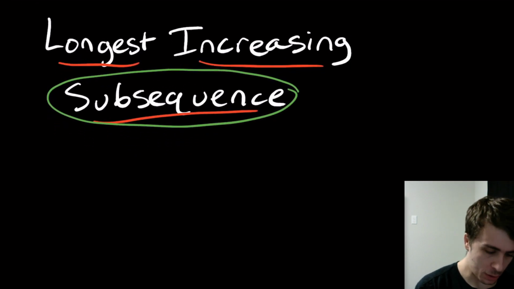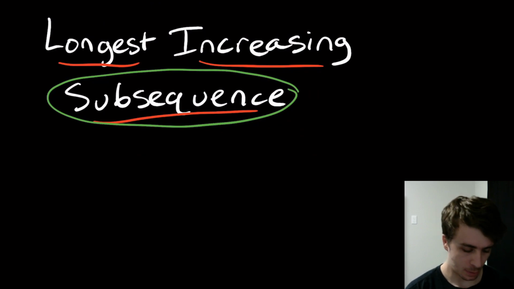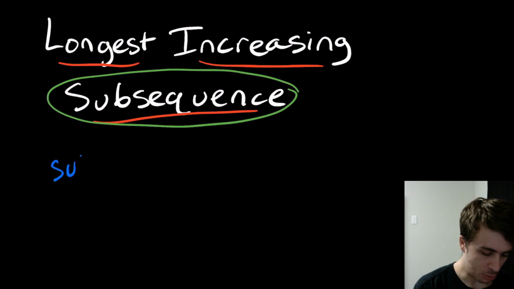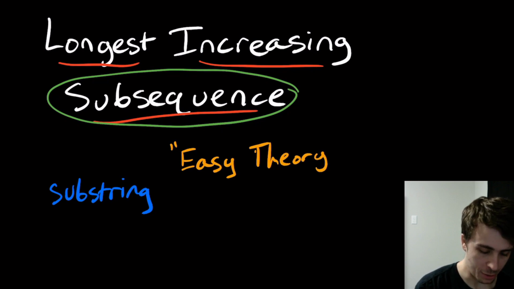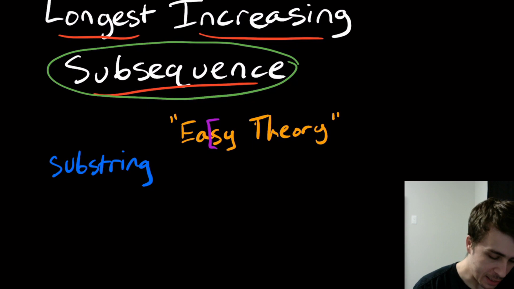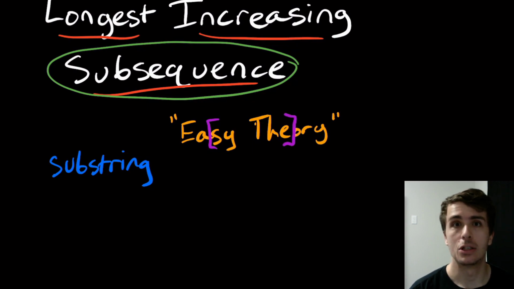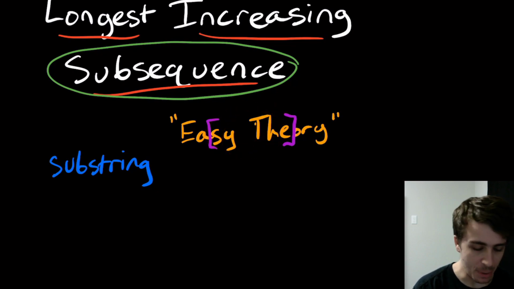In order to talk about subsequences, we need to talk about the difference between it and a substring. Actually, before I do that, let's look at a particular string. Let's say I have the string "easy theory" for no particular reason. A substring is where we take a contiguous slice of the string. Think of a pizza: you take a contiguous piece of the pizza. It's the exact same idea, but with strings here.